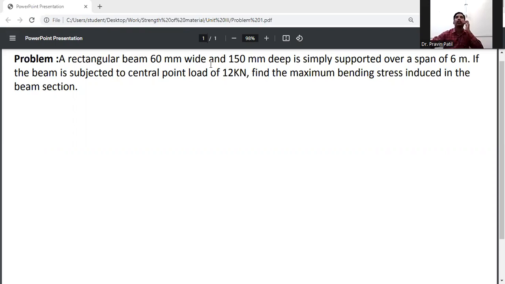A rectangular beam 60 mm wide and 150 mm deep is simply supported over a span of 6 meters. If the beam is subjected to a central point load of 12 kN, find the maximum stresses induced in the beam section. Okay, first of all, write down the given data for that.